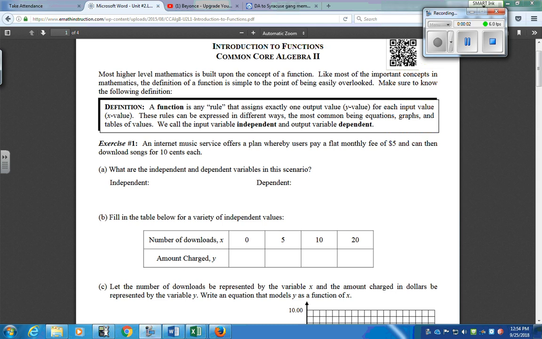Hey everyone, we're going to look at how to find functions, how to write functions, how to graph functions, and also fill in tables for functions as well. A couple of the big things that we'll see, we'll talk about input values, which are the independent variable, and output values, which are the dependent variable.